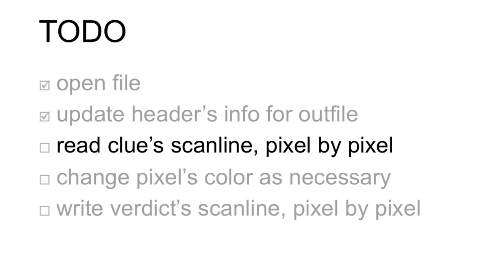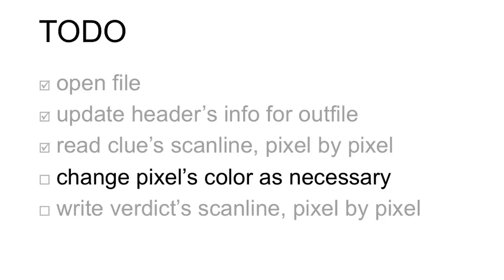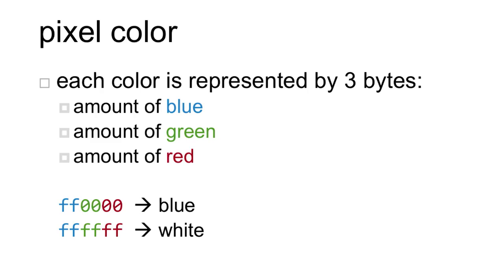So how do we read into a file? If you follow along in copy.c, then you'll come across the fread function, where fread takes in 4 parameters. The first is a pointer to a struct that will contain the bytes that you're reading. Second, the size of each element to read, then the number of elements to read, and finally, the file pointer that you're reading from. So taking from that in pointer, you're going to put those bytes into that first parameter, data. Now that we've read into the file, let's talk about pixels.